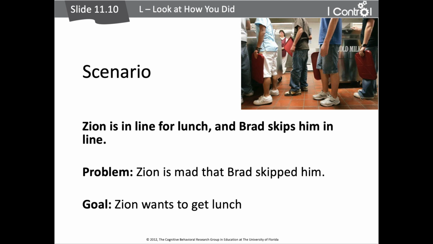For example, Brad skipped Zion in line at lunch. Zion goes through the CNTRL process and comes up with a plan. He decides to push Brad. They get into a fight and both boys are suspended.